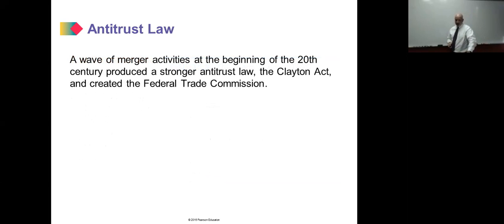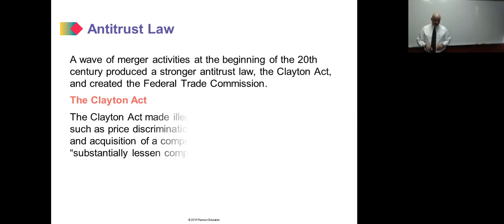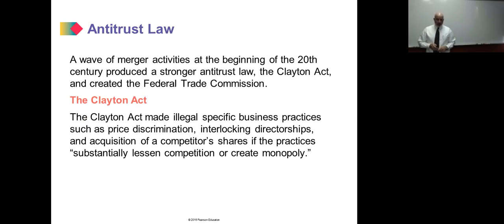All right, and what started the Clayton Act? Was it the early start of the 20th century? We started seeing a lot of M&A activity. The Clayton Act was formed and created the FTC. And the Clayton Act states, in its abbreviated form, that it made it illegal for specific business practices such as price discrimination, interlocking directorships, and acquisition of a competitor's shares if the practices substantially lessen competition or create monopoly.